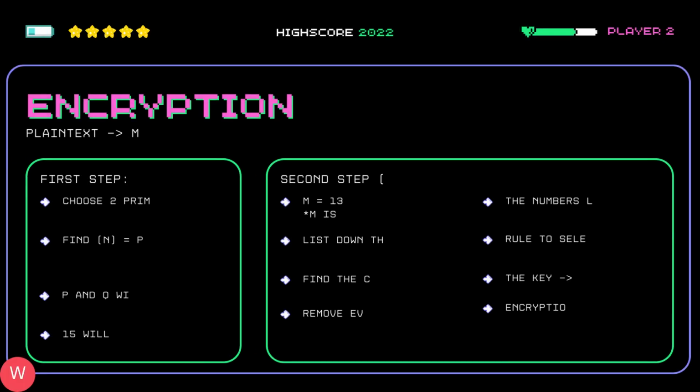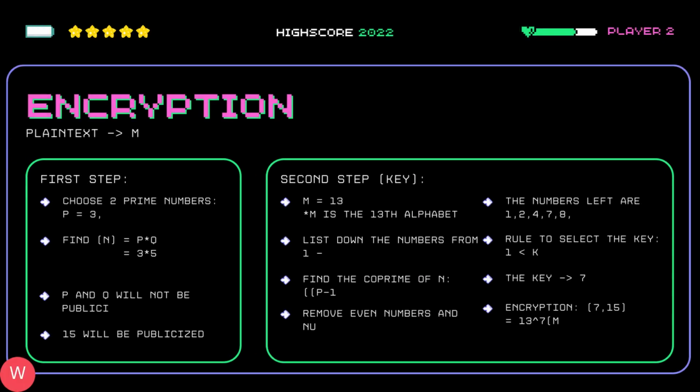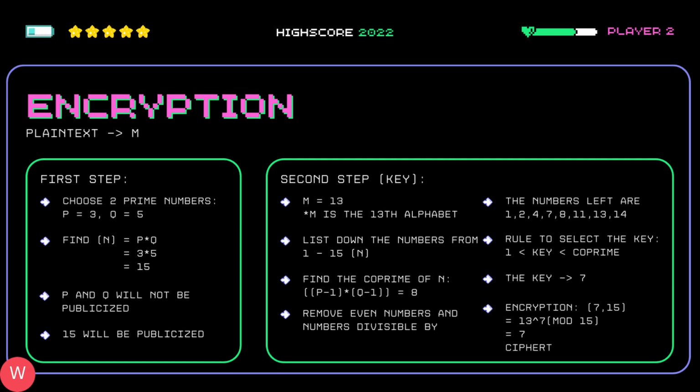Assalamualaikum warahmatullahi wabarakatuh. My name is Mohd bin Wazir, and now I will be presenting the encryption part of the RSA technique. So our chosen plain text is letter M.